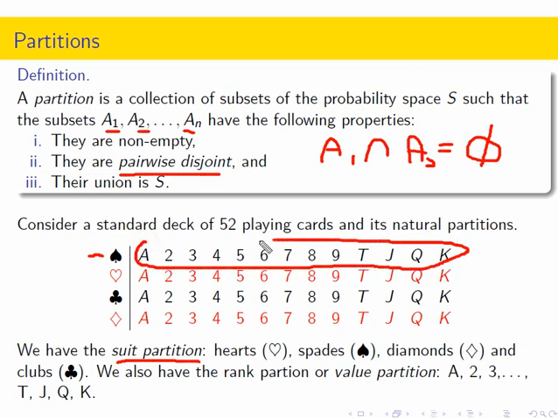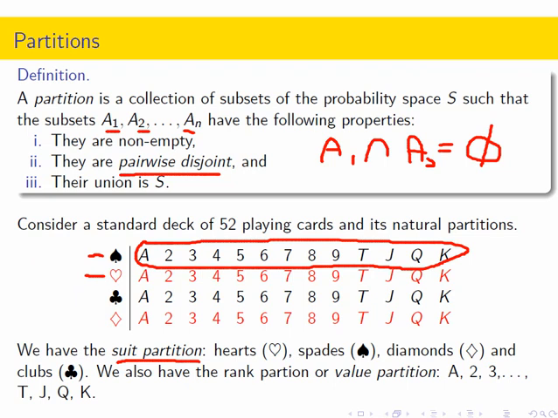These 13 cards are one subset. They all have the same suit of spades. And there are four subsets in the suit partition. We also have the hearts: ace, 1, 2, 3, 4, 5, 6, 7, 8, 9, 10, jack, queen, and king of hearts. Those are the 13 outcomes, or the 13 cards in the hearts subset. We also have the club subset and the diamond subset.